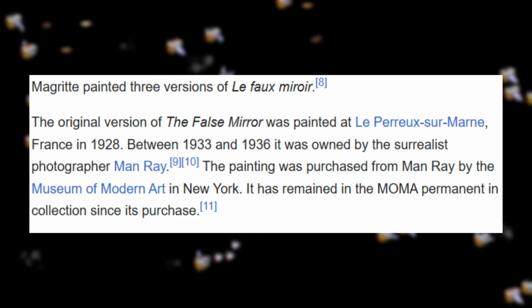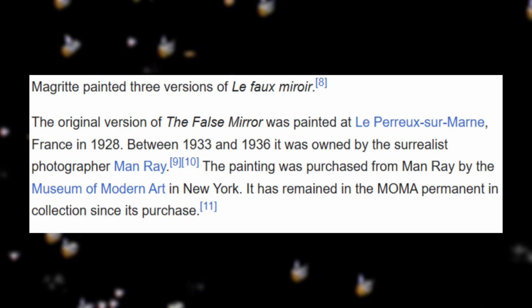Magritte painted three versions of Le Faux Miroir. The original version of the false mirror was painted in Brussels, Belgium in 1928. Between 1933 and 1936, it was owned by the surrealist photographer Man Ray. The painting was purchased from Man Ray by the Museum of Modern Art in New York. It has remained in the Museum of Modern Art's permanent collection since its purchase.